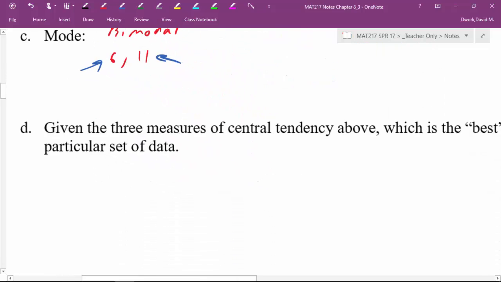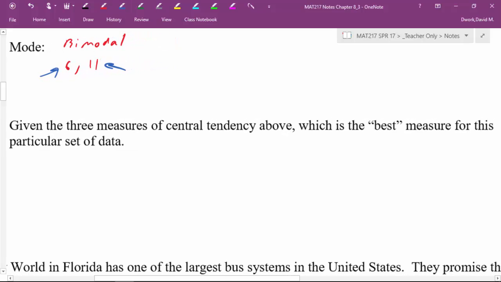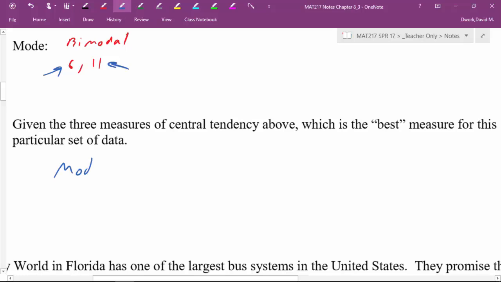All right, so that's what we just talked about here. Given the measures of central tendency above, which is the best for this? My opinion would be the mode, because it shows that there were 2 averages for this class. There were the boys' and the girls' shoe sizes.